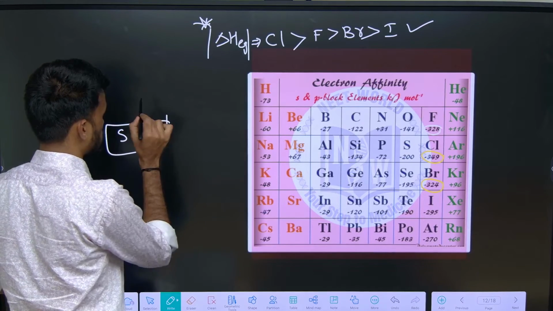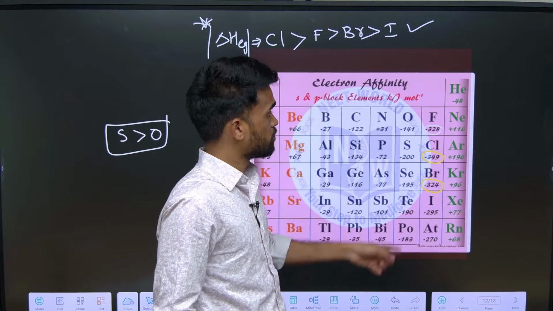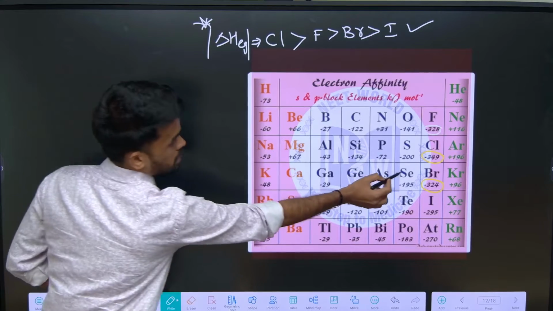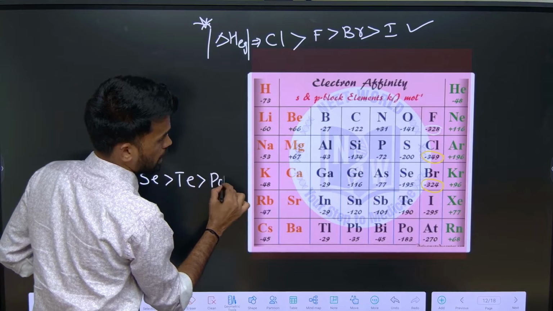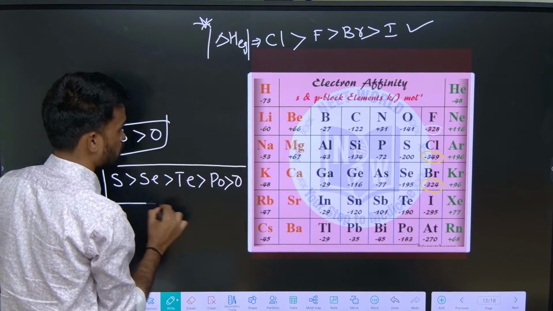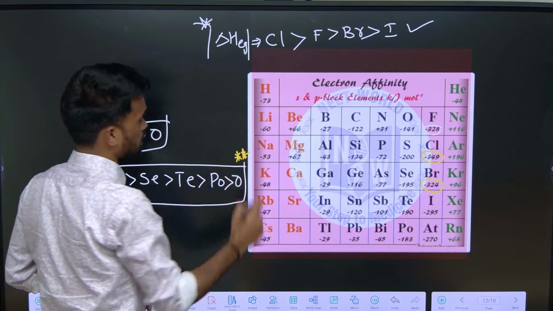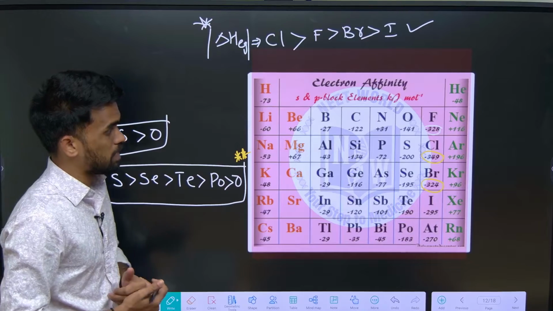When we consider the experimental data also, it says sulfur has more than selenium, then tellurium, then polonium, and the least is oxygen. So you should remember that oxygen is the least in that series of electron affinity values. This is also an important series, and it is also asked many times in the exam.